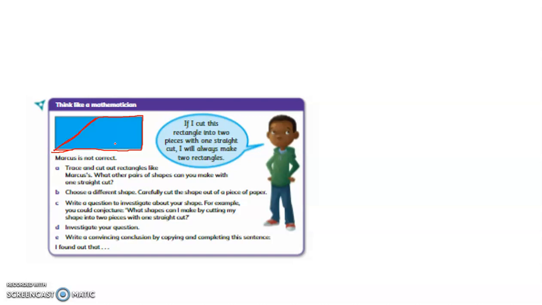So, choose a different shape. Carefully cut the shape out of a piece of paper. Now, write a question to investigate about your shape. For example, you could conjecture, what shapes can I make by cutting my shape into two pieces with one straight cut? Instead of a rectangle, you can take any other picture and you can do the same thing.